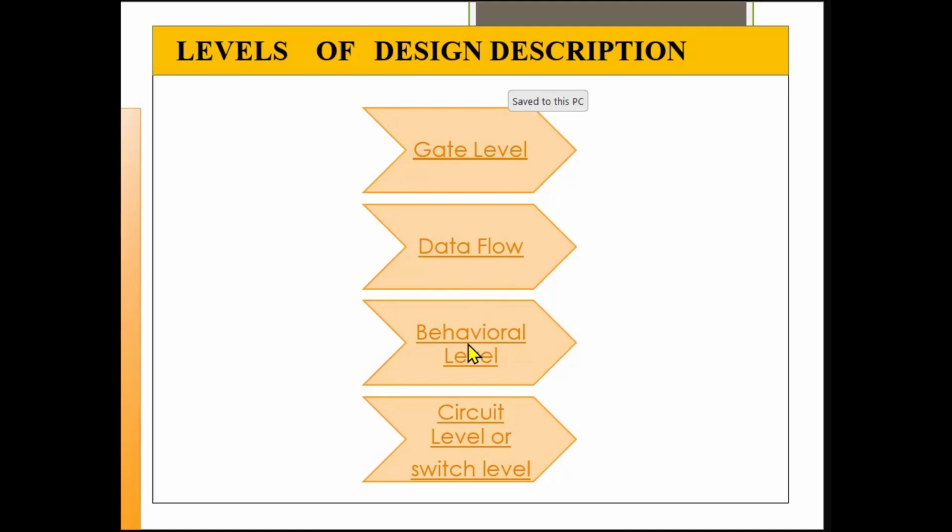where we describe the particular logic with the help of logical expressions, and the behavioral level, which is the highest level of describing the Verilog, where we describe the program with the help of its truth table.